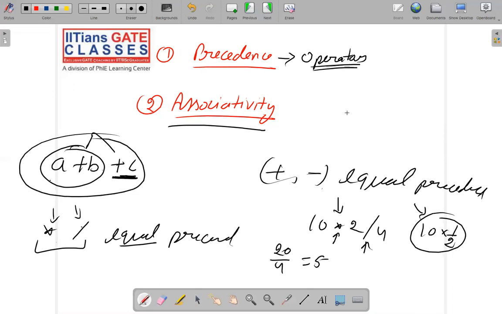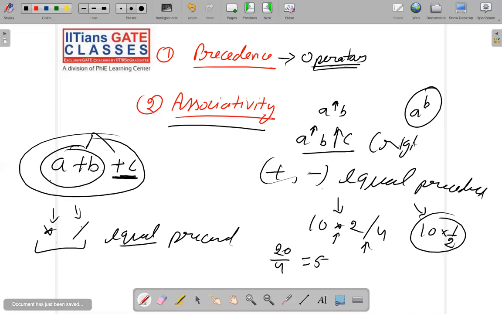For example, in case of power, I can try to explain. Power is generally written like this in data structures by this arrow, a power b. So it will be a to the power b. Now, if you say a to the power b to the power c, generally it is right associative. But it will be given in your question, right associative.